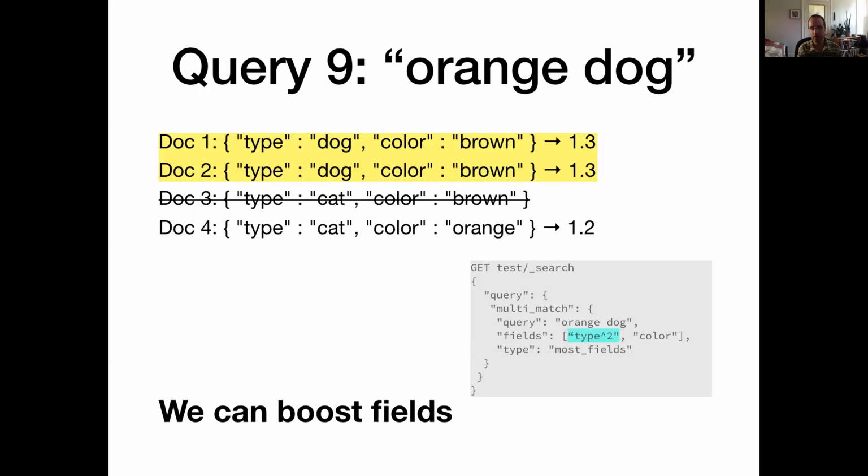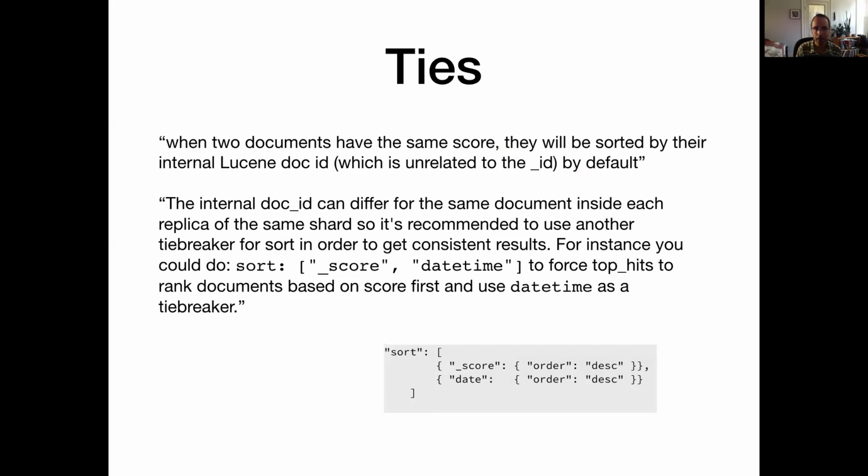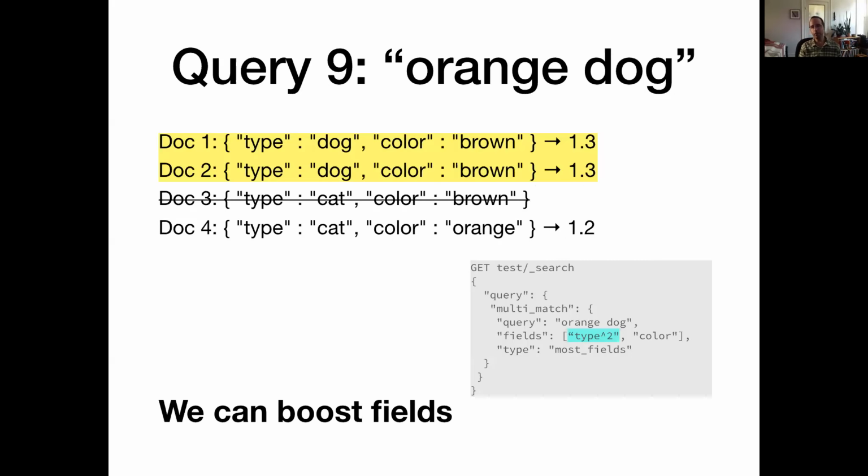This is a case where we may want to use field boosting to indicate that we consider the type of a result more important than its color. If I put a boost of 2 on the type field in my multi-match here, I can achieve the behavior that we might consider desirable, where the 2 brown dogs come up first. You can see here, after I added this boost, I have a tie. Document 1 and document 2 are basically the same contents in this case, and they're tied.